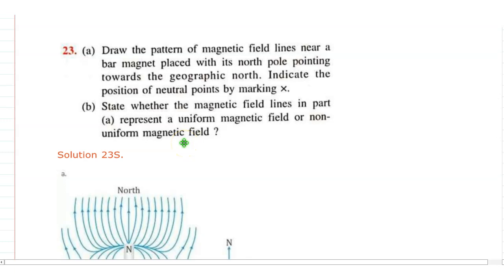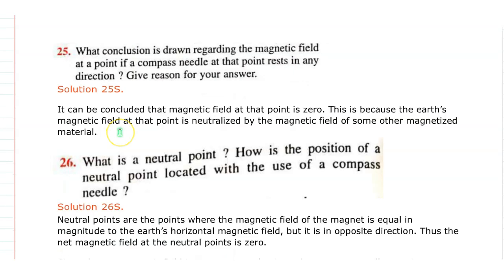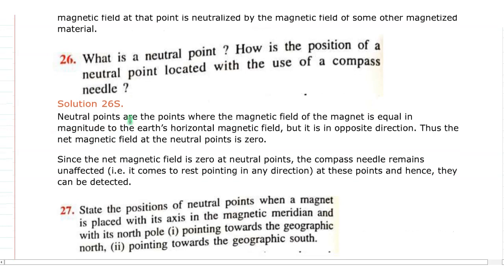Question number 23. Draw the pattern of magnetic field lines near a bar magnet placed with its north pole pointing towards the geographic north, and indicate the position of neutral points by marking X. What conclusion is drawn regarding the magnetic field at the point where a compass needle rests in any direction? Give the reason in your answer: because a compass denotes the direction of the magnetic field. This is the solution.